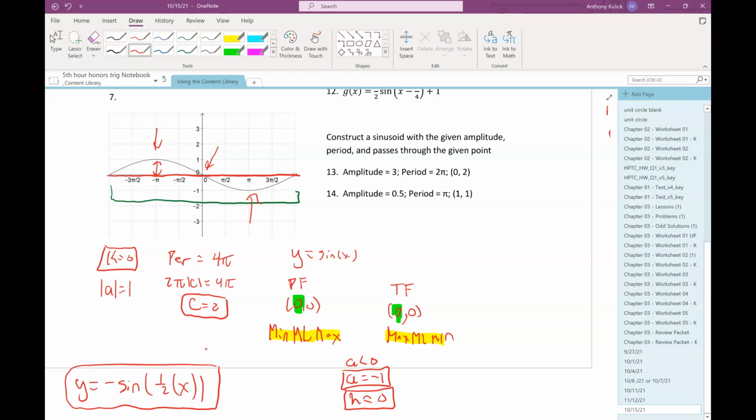Joe, I saw your hand up. Yeah. Why is the period equal to 4 pi? Is one period just one non-repeating cycle? Okay. So this one started at negative 2 pi and it ended at positive 2 pi. So that's 4 pi total distance covered. Does that make sense? Yeah. Okay. Mackenzie?